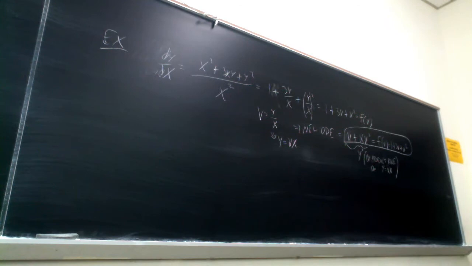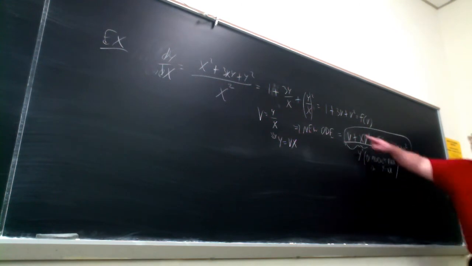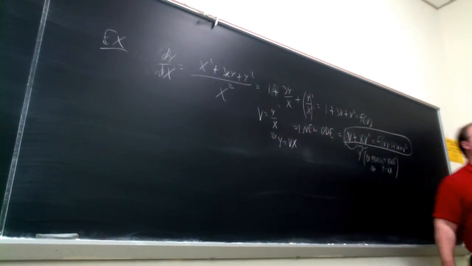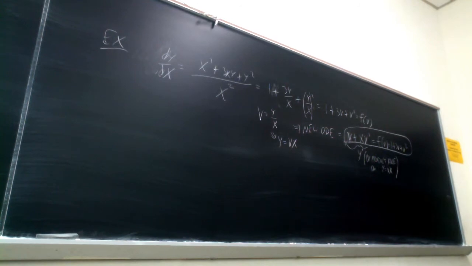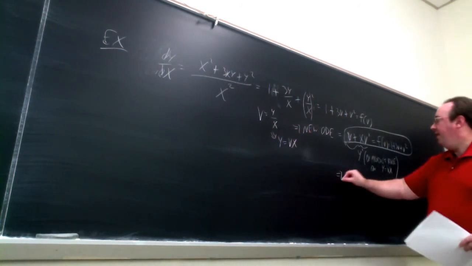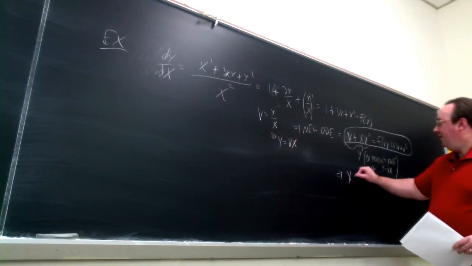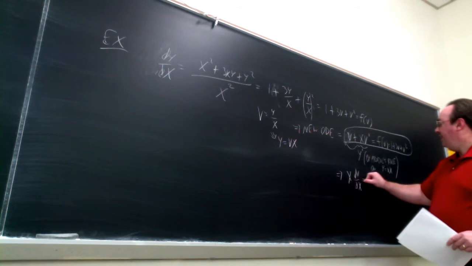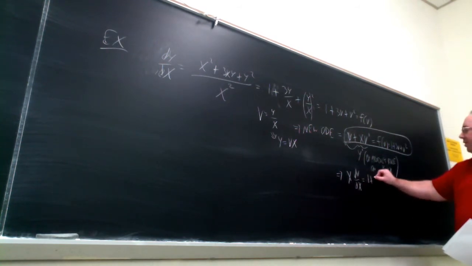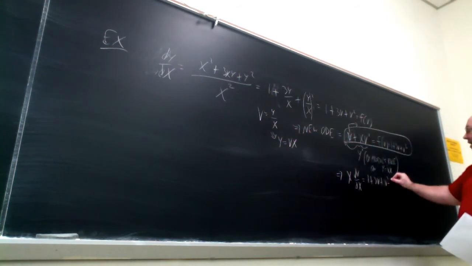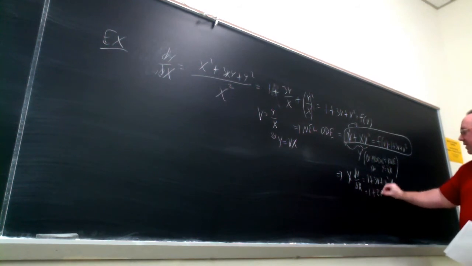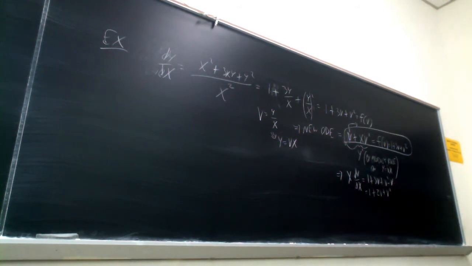Okay. So now, any questions up to this point? So now what we want to do is, this equation is separable, so we want to solve it that way. So I'm going to simplify. So x dv dx is equal to 1 plus 3v plus v squared. And then this v, moving it to the other side, 1 plus 2v plus v squared. Okay.